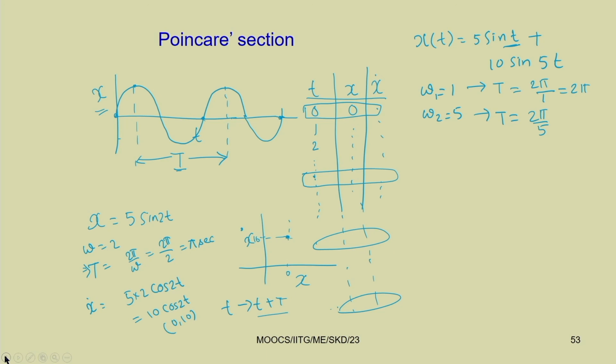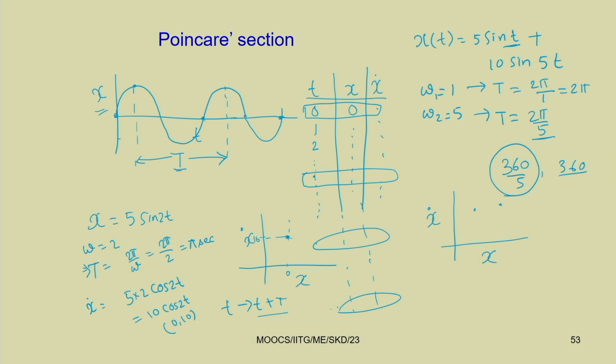So 2 pi is 360 degrees. One is 360 degrees by 5 and the other is 360 degrees. So what you can do is take the lowest time period, 2 pi by 5, and sample at it. If you plot x versus x dot, you will get 2 points.